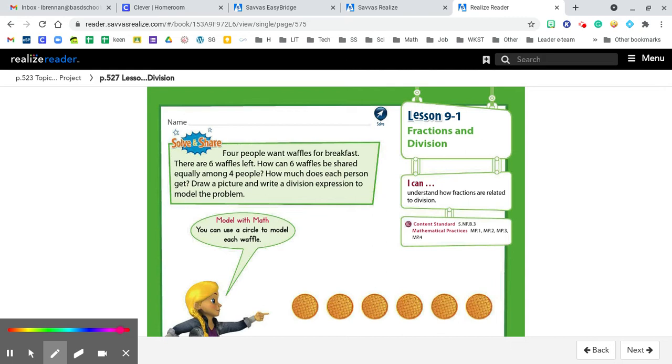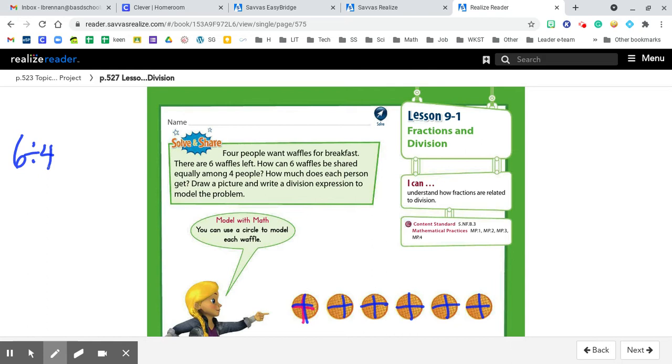So if we have 6 waffles, which I already drew for you, and you want to share them between 4 people, let me change the color on that. A little darker there. If you took each waffle and divided it into fourths, how many fourths would each person get? So altogether, there's a couple different ways you can write this. You can say 6 divided by 4. And 6 divided by 4 would equal 6 fourths, which would equal 1 2/4, which would equal 1 1/2.